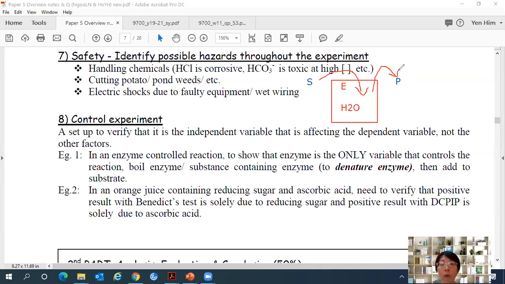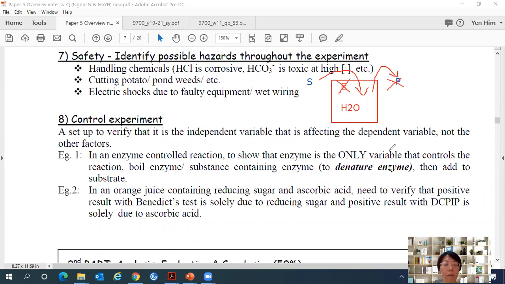So there are two ways you can set up the control experiment here, correct? One is you don't use the enzyme, you only use water, or you use the enzyme but you denature it, that means it's no longer active, it's the same, right? And then you see there are no products formed. So only the enzyme can result in the product, not the water.